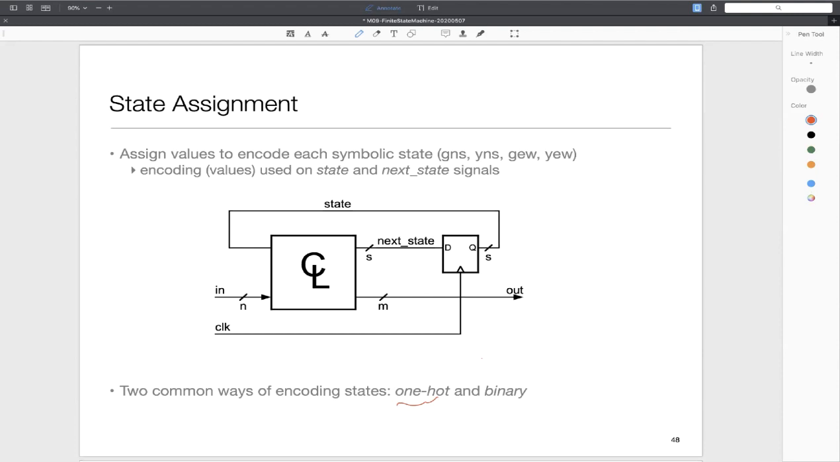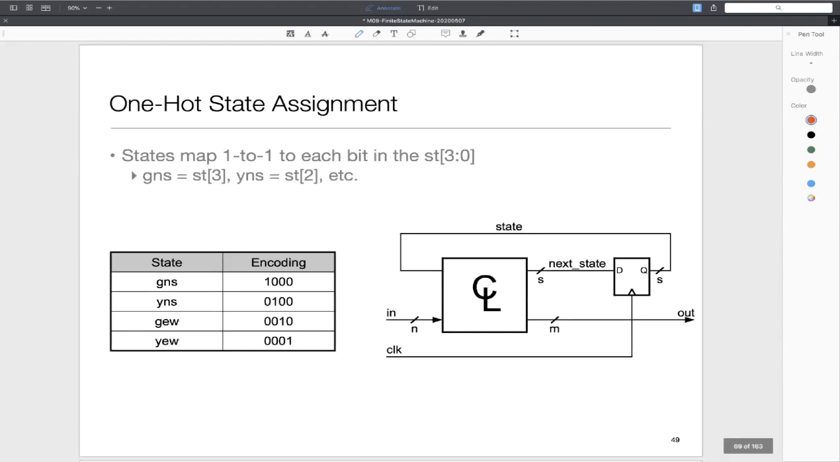4 bits, 2 bits in our example. So let's see how we do it. Let's say we do one-hot coding. The idea is that we think of our state vector as having 4 bits, and we assign each state to one of those bits. In particular, GNS means the first bit is 1. YNS means the second bit is 1. GEW means the third bit is 1, and YEW means the fourth bit is 1, as shown in this table. So it's the one-hot coding.